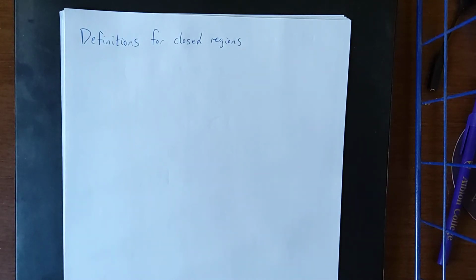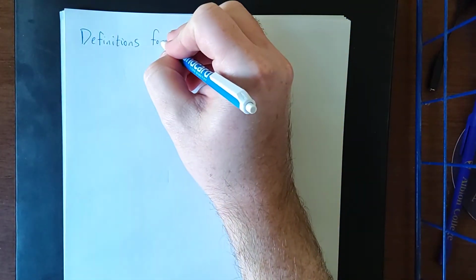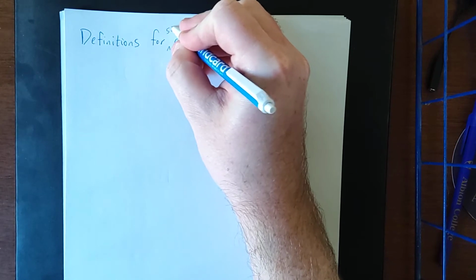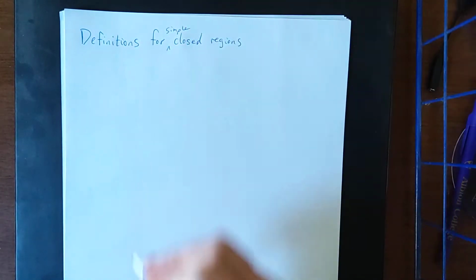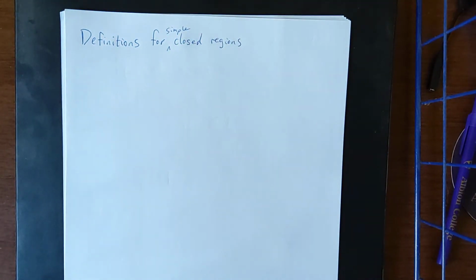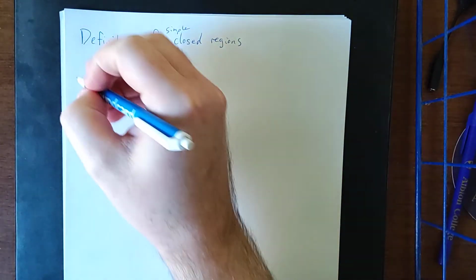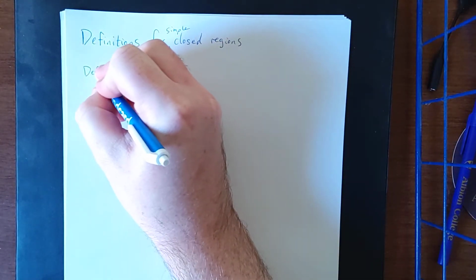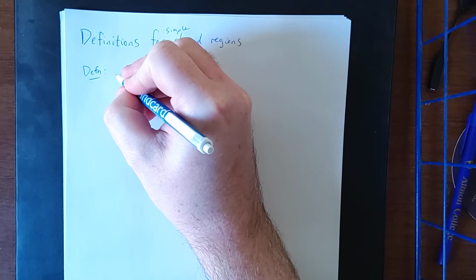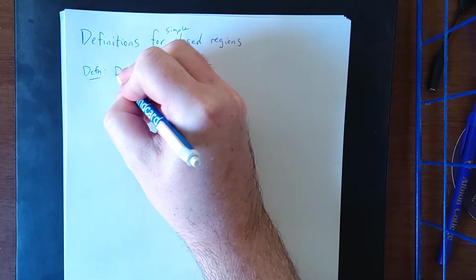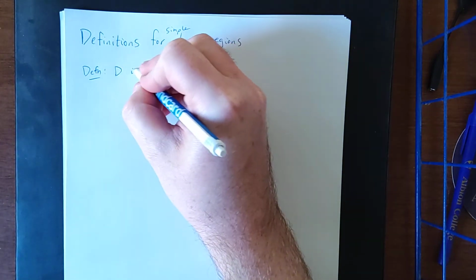In this video, we're going to introduce a couple of definitions as far as closed regions are concerned. I should probably point out that these are going to be simple closed regions as well, but I guess that's important to point out here. We'll refer to this as D for sort of a domain.